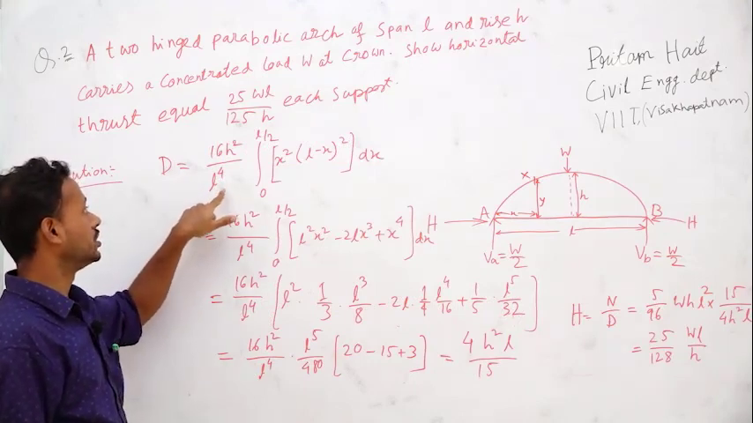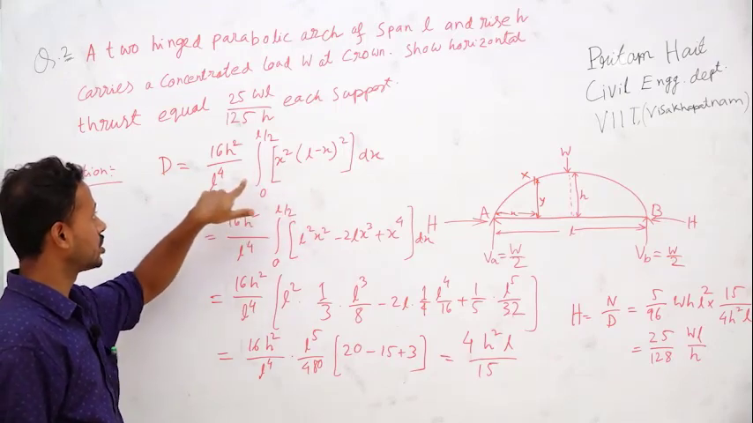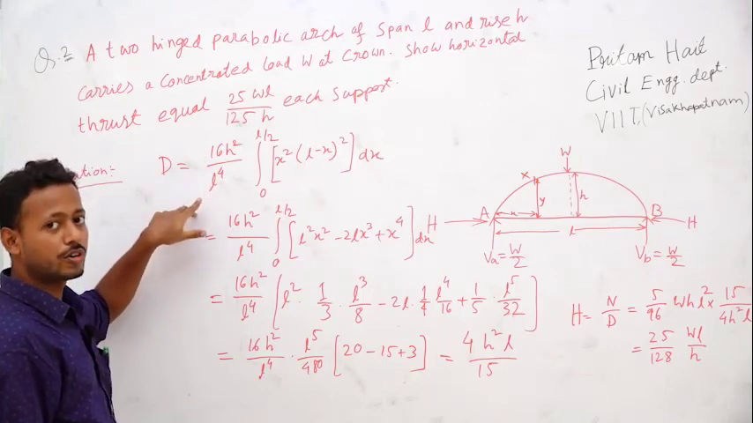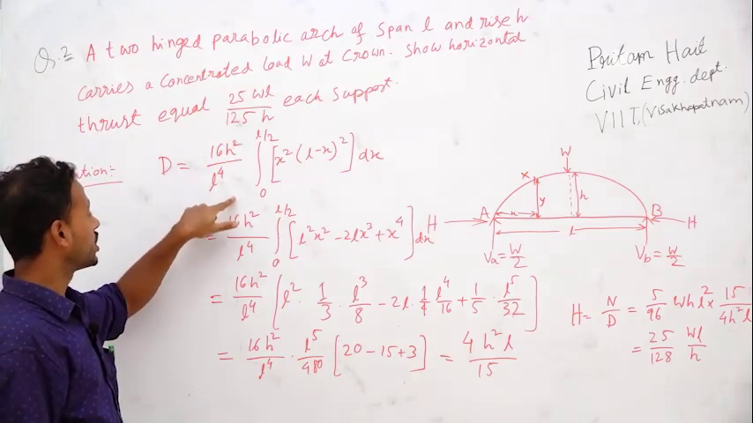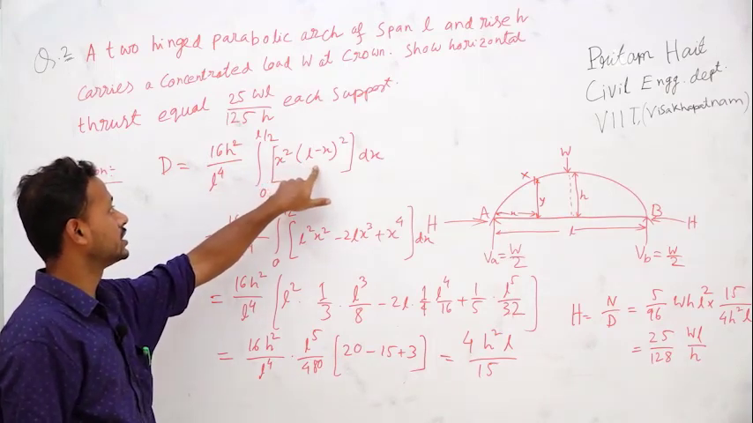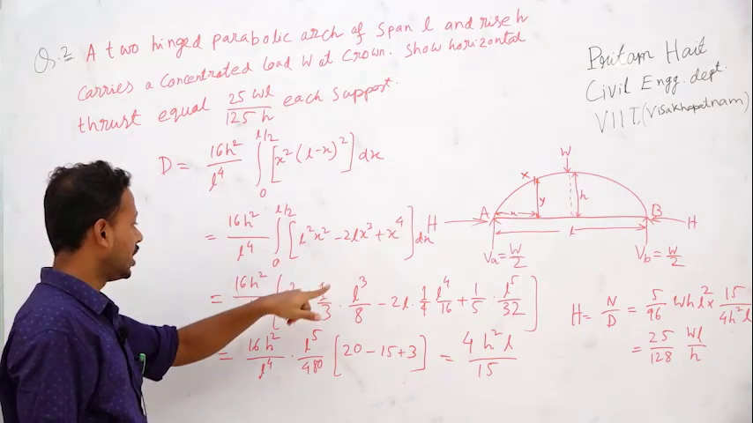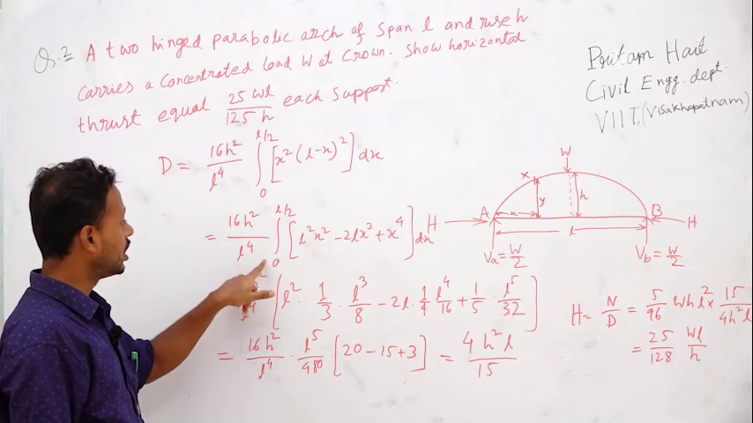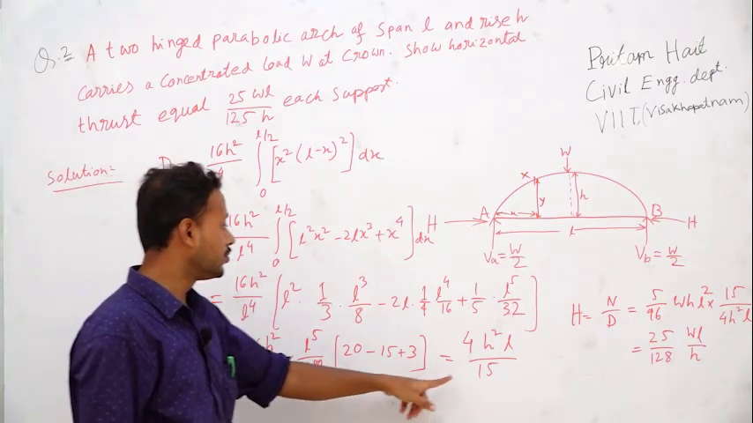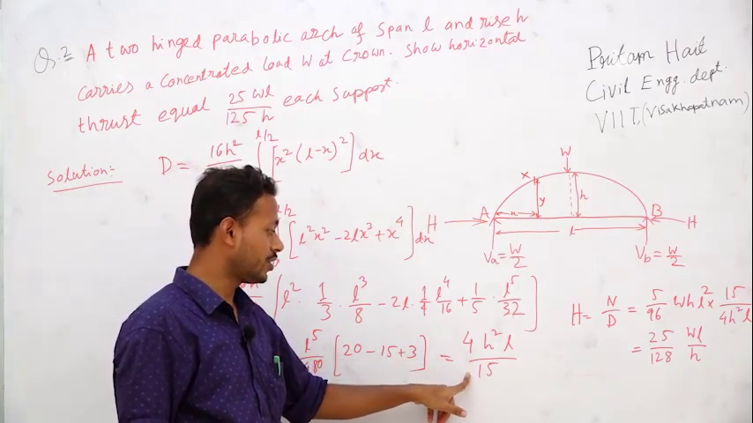Now this is the denominator. Now we will find the value of the integration of this function. We have the constant value of 16h square by L to the power 4, so we just took it out, and the integration of x square into L minus x whole square. If you break it, you will get this function. Now we will integrate this function and put the lower limit and upper limit, and we will get the value of the denominator as 4h square into L divided by 15.